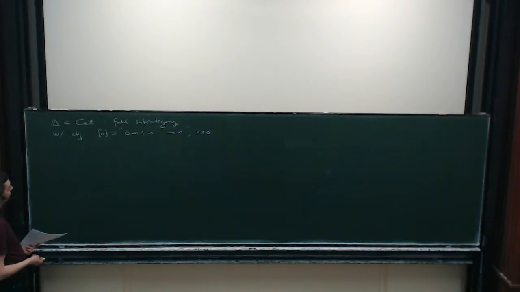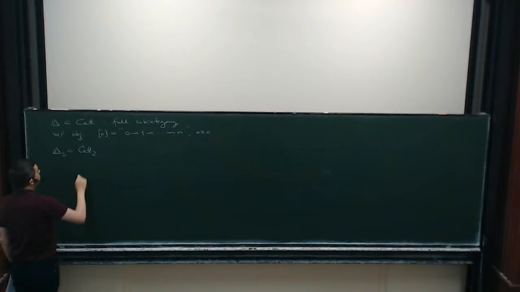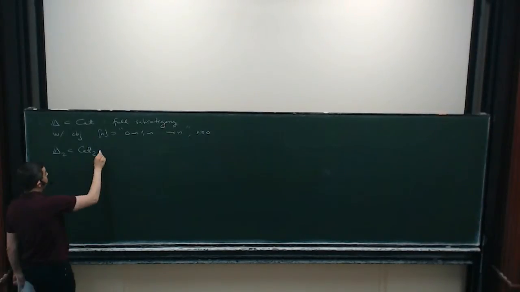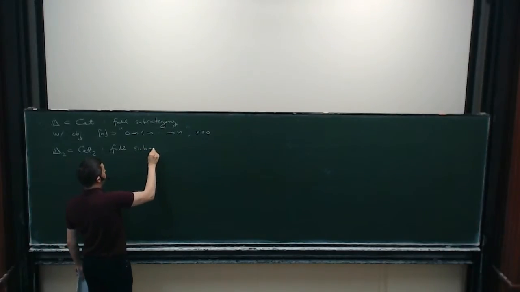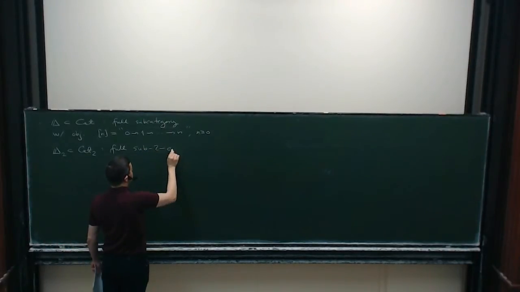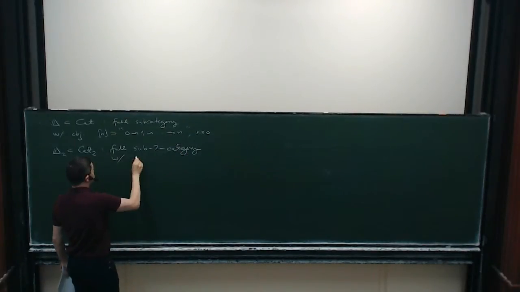McCarthy's proof of the additivity theorem uses that this is the underlying one category of a two category. So let this be the full sub two category with the same objects.